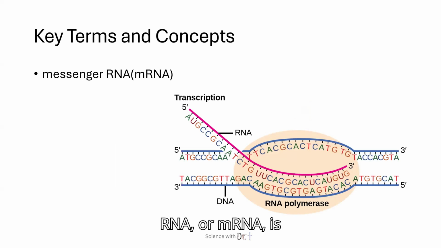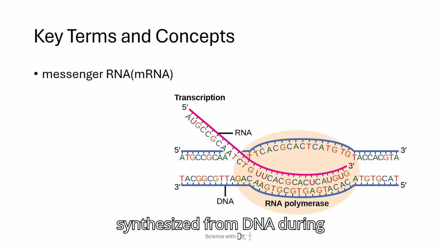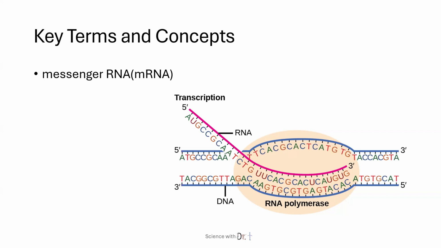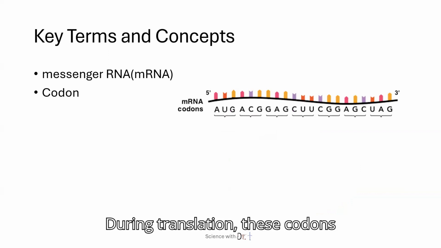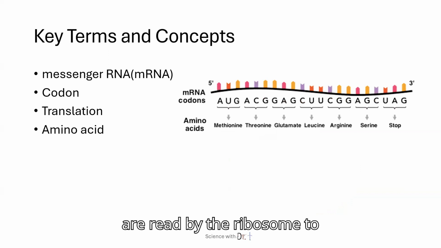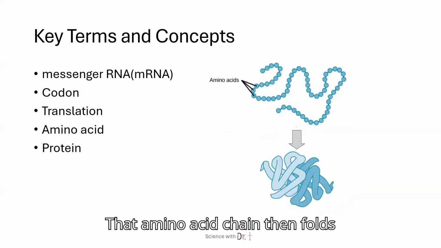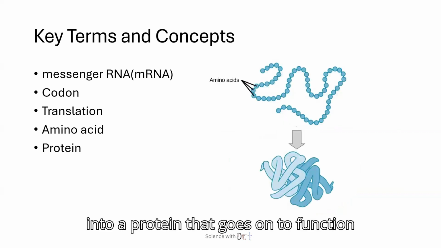Messenger RNA, or mRNA, is synthesized from DNA during transcription. Bases in mRNA are grouped in threes to form codons. During translation, these codons are read by the ribosome to synthesize an amino acid chain. That amino acid chain then folds into a protein that goes on to function in the cell.